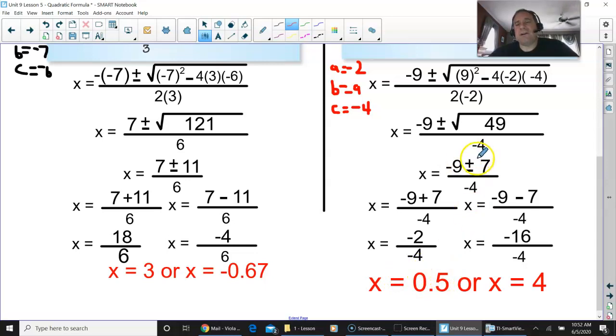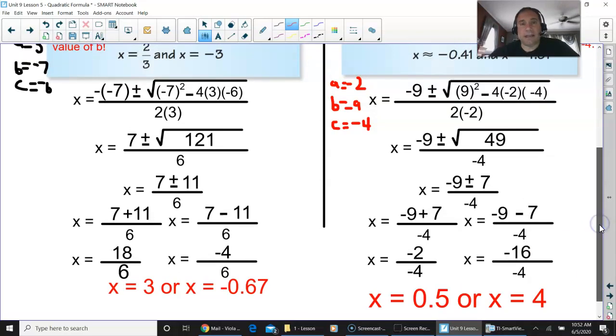You have -9 minus 7, which is -16. -16 divided by -4, again a positive, is 4. I checked the whole thing in my calculator, and did get it correct. The roots show up as x equals 0.5 and x equals 4. And that's the mistake right there.